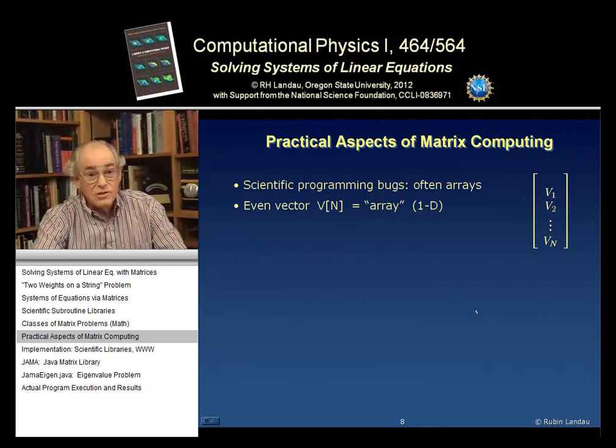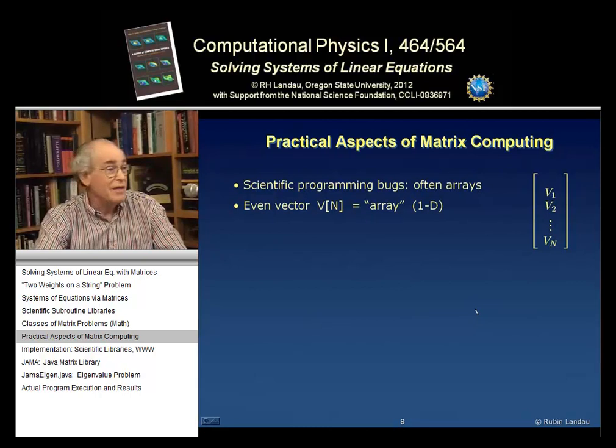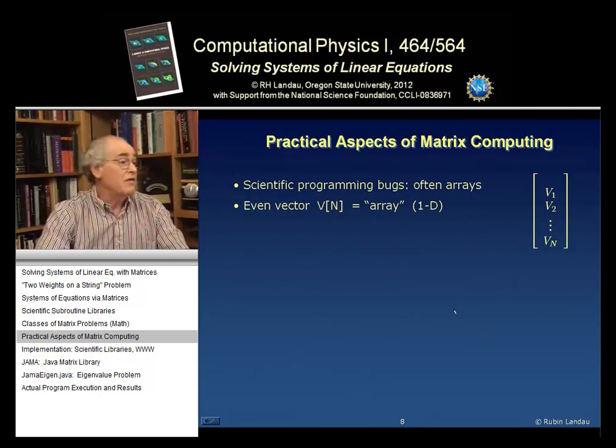Probably more scientific programming bugs occur in dealing with arrays than occur in any other kind of computing. It's easy to make mistakes. You deal with many arrays. They're big, they get complicated, and you just make mistakes. You have to be careful.